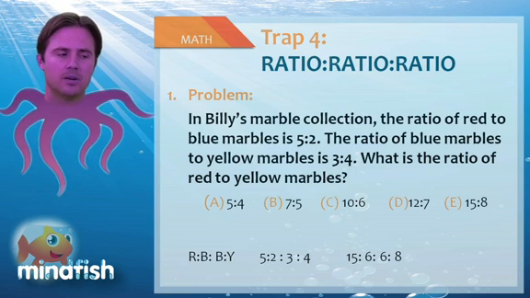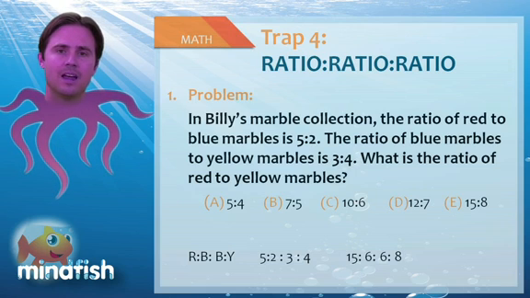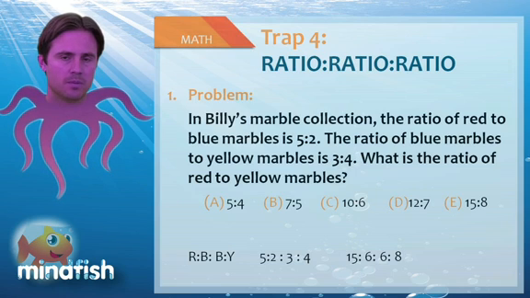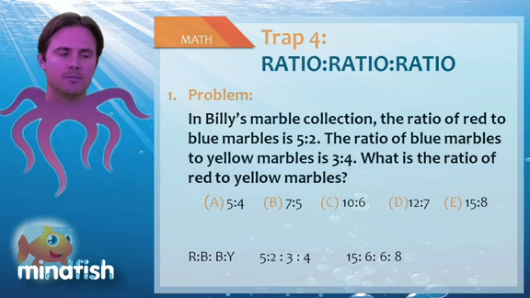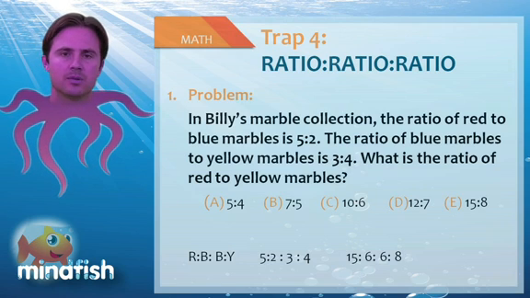Because R is compared to B, and yellow is compared to B, which is blue, and B is not the same. So we need to make the middle number, the blue term, the same. To do that, we're going to treat this like a fraction problem, and we're going to get a common denominator between 3 and 2.